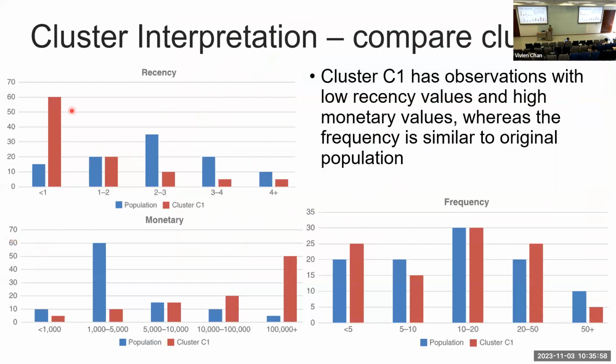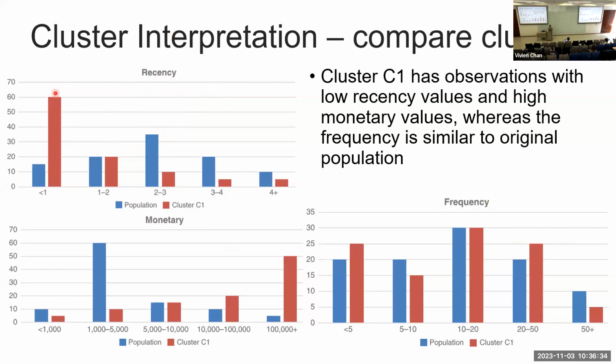The red bars here are cluster 1. This is similar to what you do during EDA, where you look at individual attributes: recency, monetary, and frequency. The blue bars here are the population. Obviously, you can see for cluster 1, for the recency, as compared to the population, you have a higher spike here.